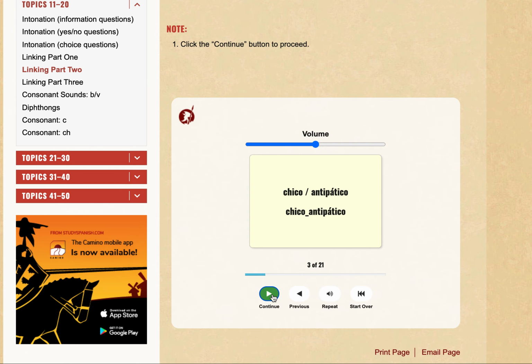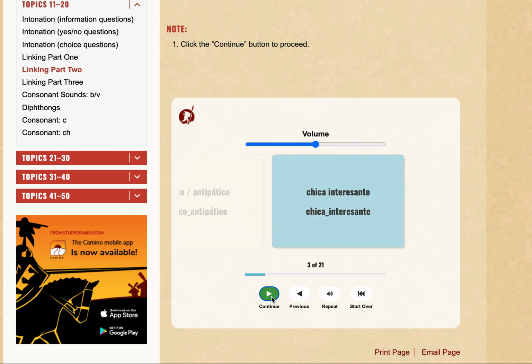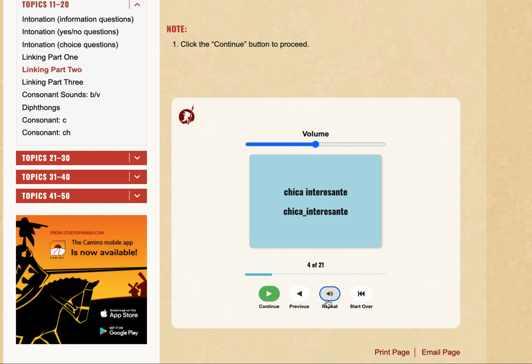Chico antipático, chico antipático. Chica interesante, chica interesante. Libro aburrido, libro aburrido.